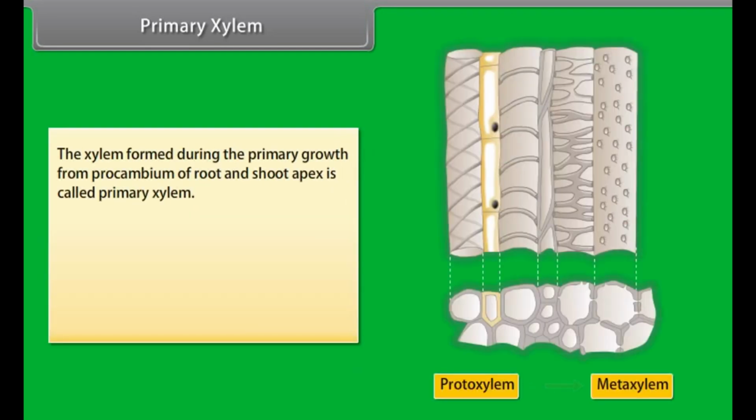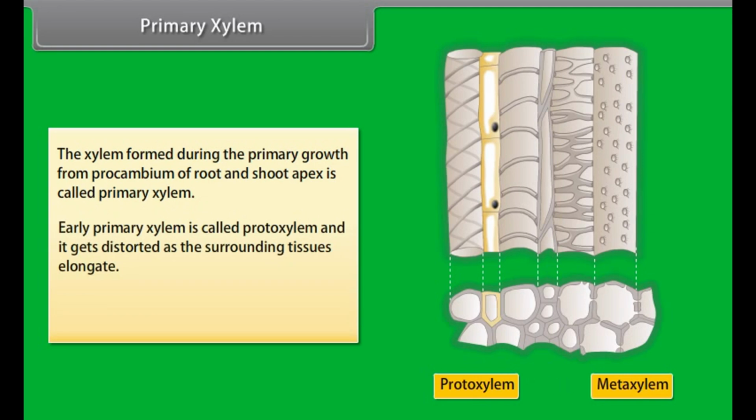Primary xylem. The xylem formed during the primary growth from procambium of root and shoot apex is called primary xylem. Early primary xylem is called protoxylem, and it gets distorted as the surrounding tissues elongate. The xylem that is formed last is called metaxylem.